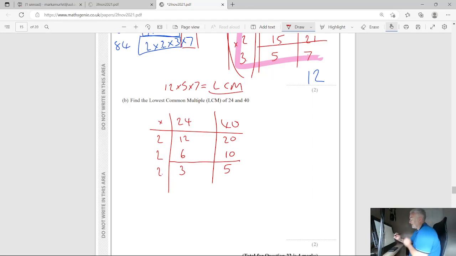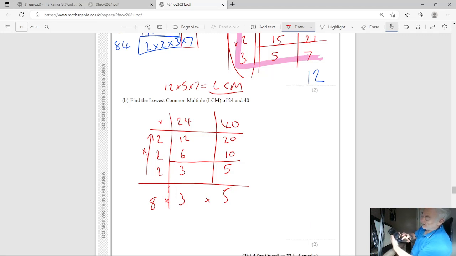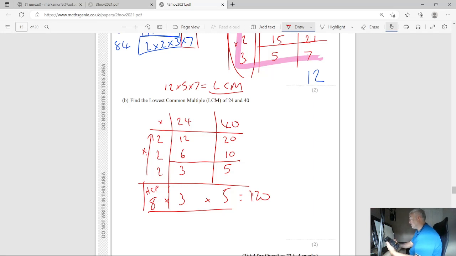So my highest common factor are these ones times together. 2 times 2 times 2 gives me 8. And then I'm going to times 3 and times 5. 3 times 5 is 15. Remember, it's a calculator question. 3 times 5 times 8 equals 120. So remember, I multiplied that to get my highest common factor. And the product of my highest common factor with my 2 remaining factors, 3 and 5, will give me 120.